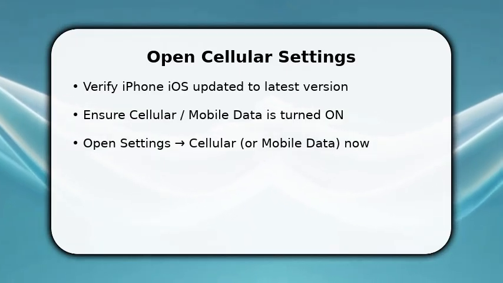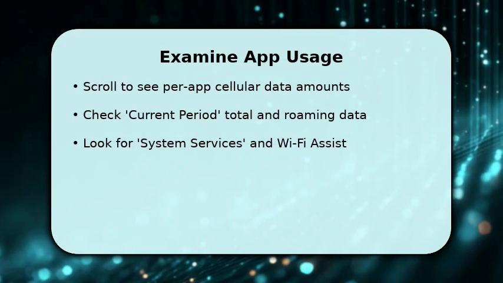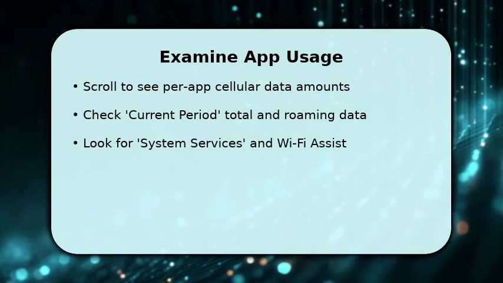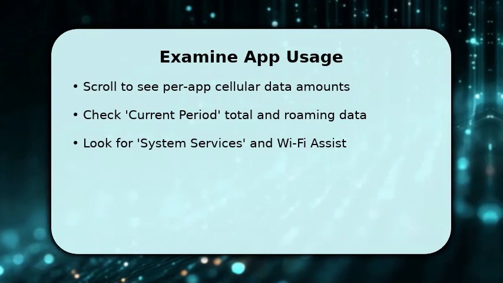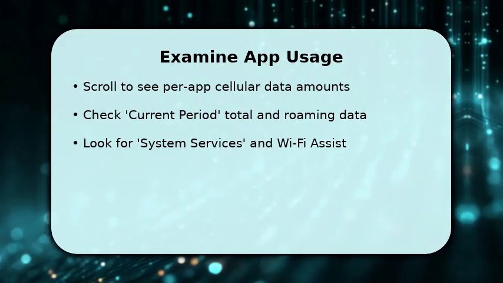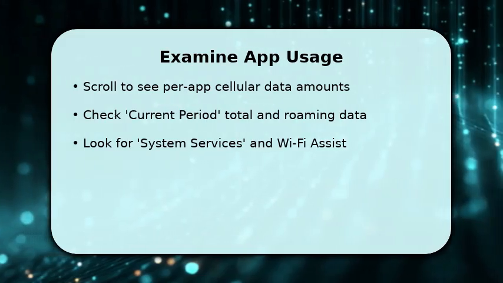Now scroll through the list to see how many MB or GB each app used. This shows the how and why behind spikes. Make sure you're reading the current period, not the lifetime section. It resets only when you tap Reset Statistics.